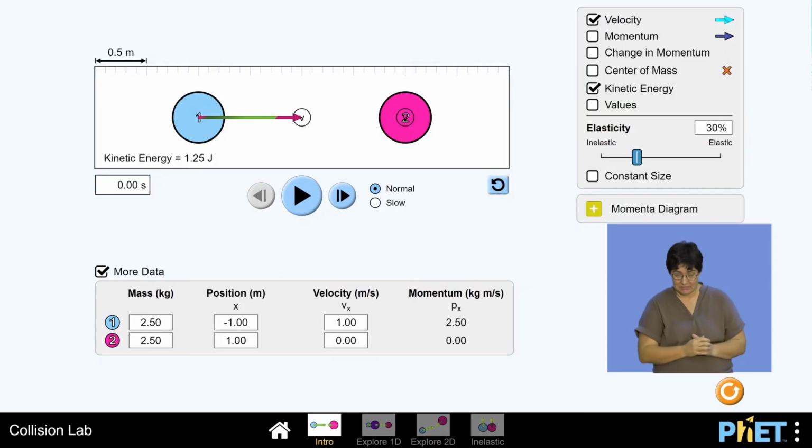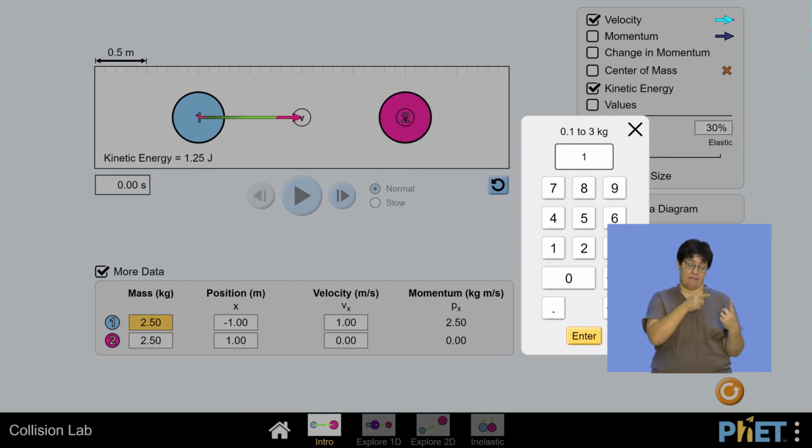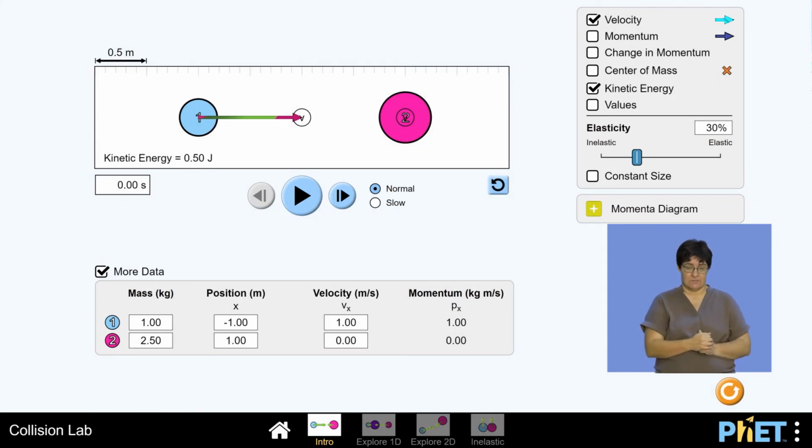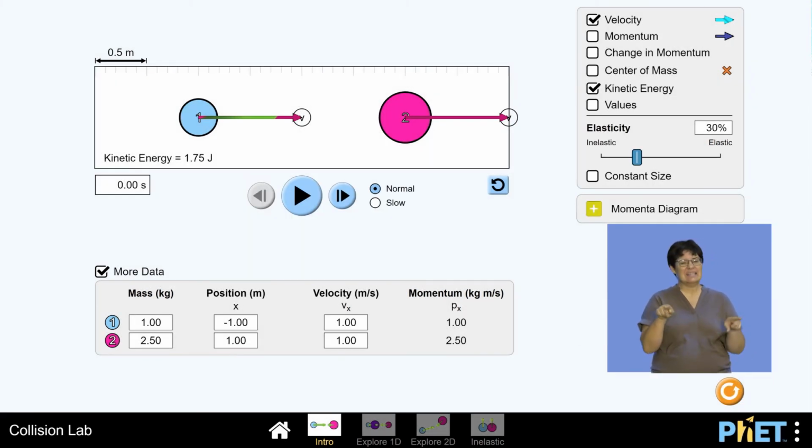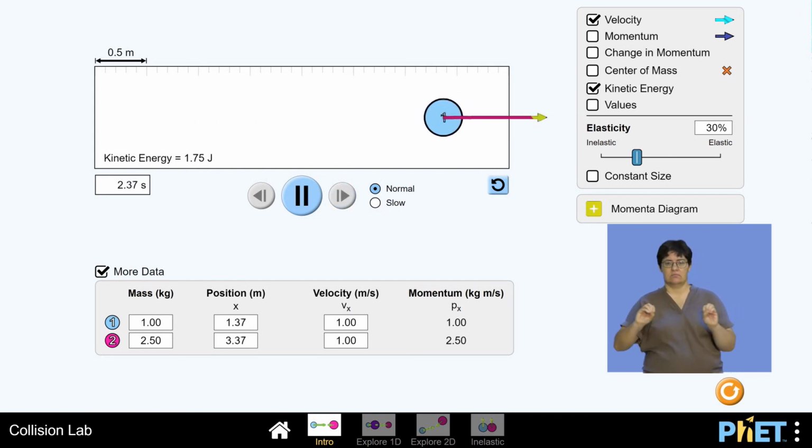Let's see if that's always the case. So let's make number 1, 1 kilogram. Let's make number 2 moving in the same direction as number 1, and it's going at 1. So they have the same velocity, and let's see what happens when they collide. My total kinetic energy is 1.75, so let's see. Oh, they're not going to collide. Why won't the balls collide? Well, they're going at the same velocity. One's never going to catch up.